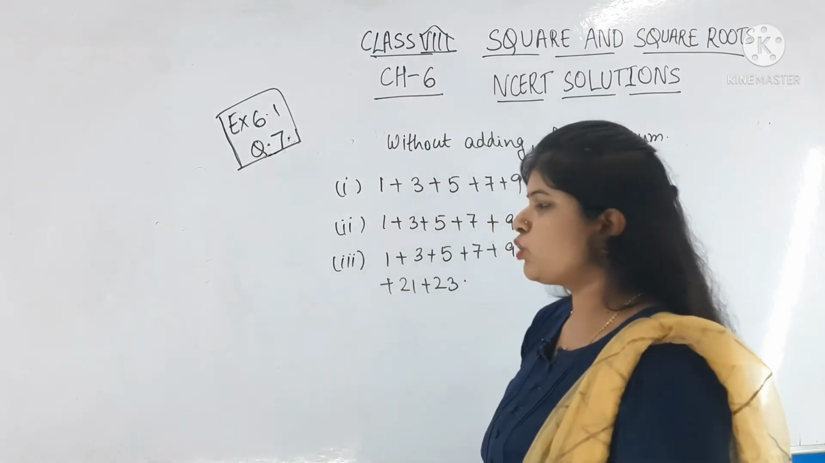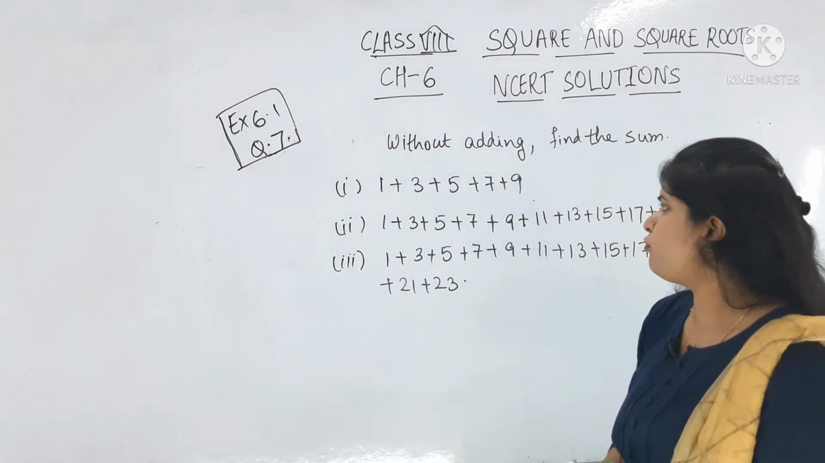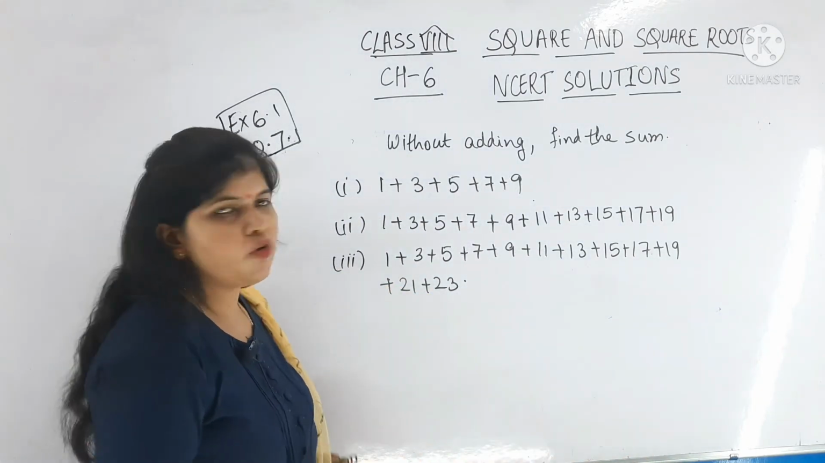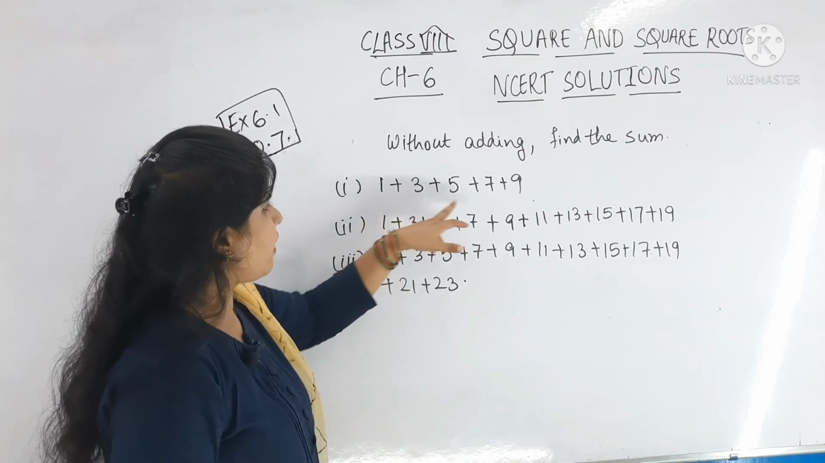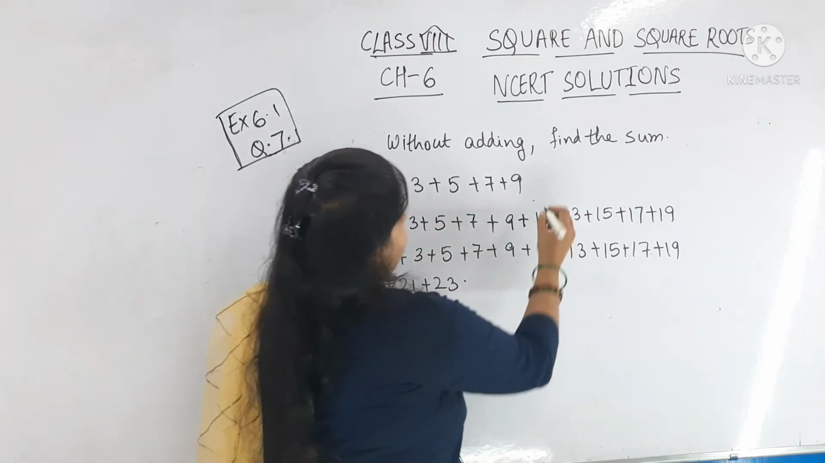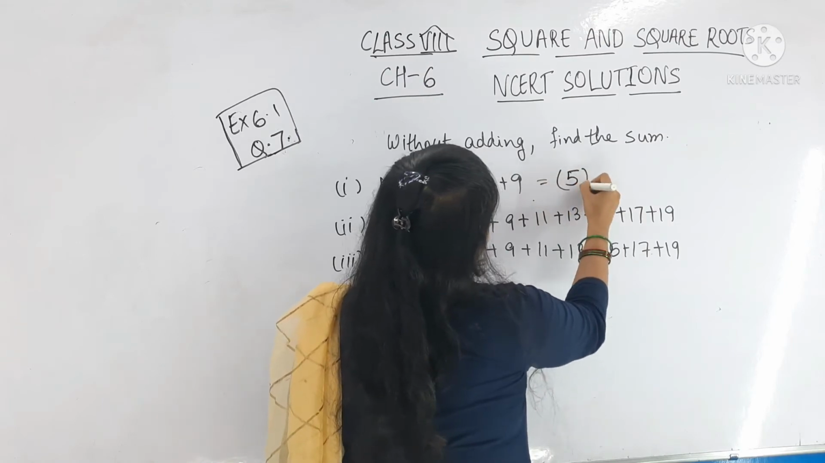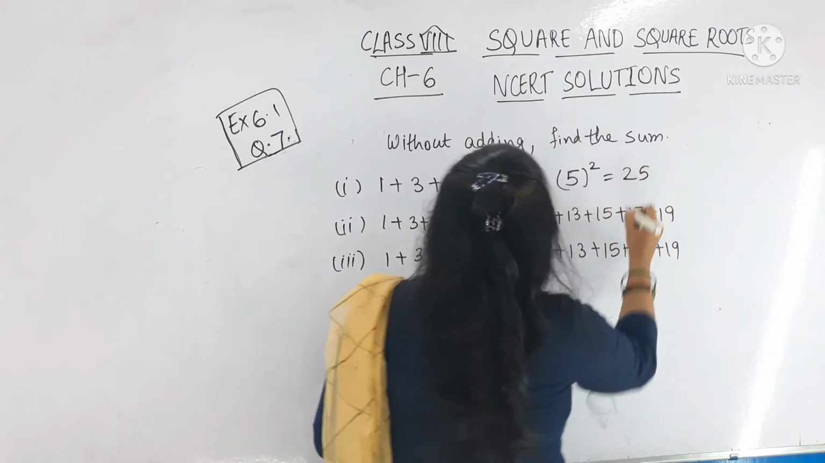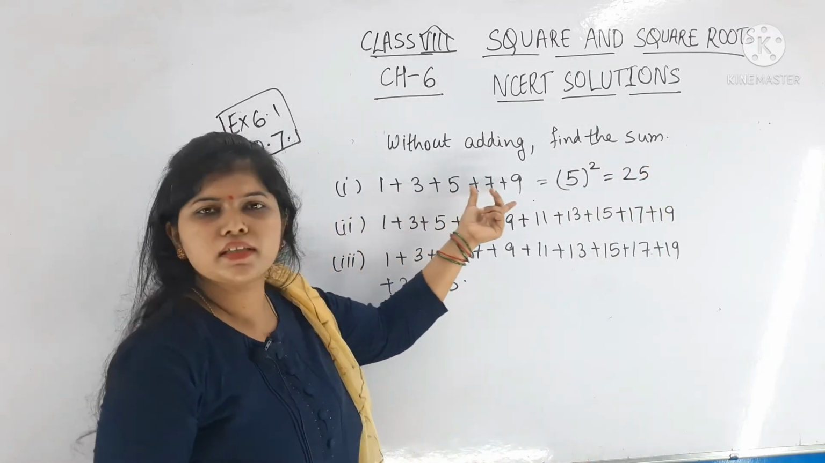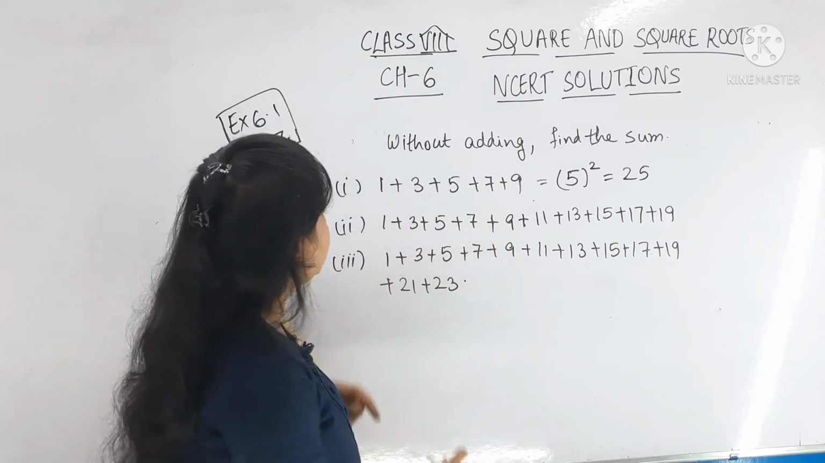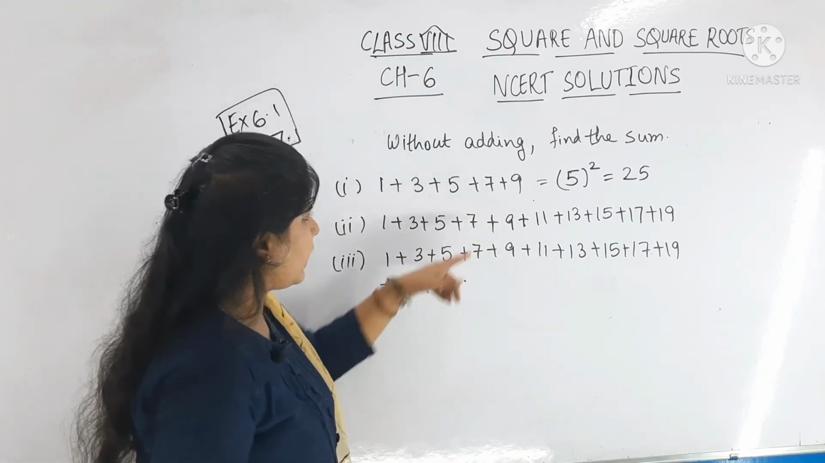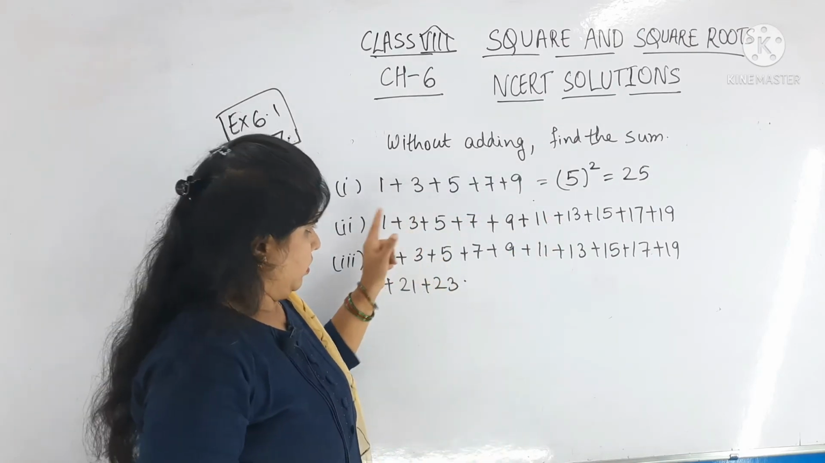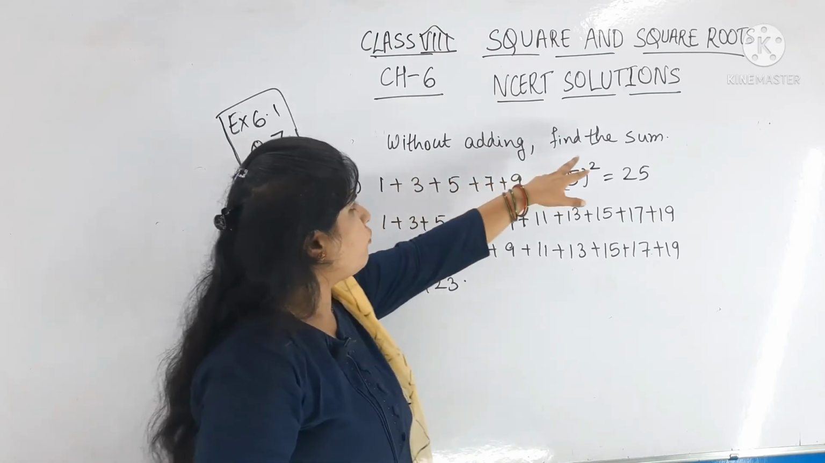Okay students, next question is question number 7. Here what we have to do, without adding we have to find the sum of these odd numbers. So we have some formula for that: if it is 5 odd numbers, then 5 square. So 5 fives are 25. You can check it by adding: 3 plus 1 is 4, 5 plus 4 is 9, 9 plus 9 is 18, and 18 plus 7 is 25. So you have to find the sum without adding.